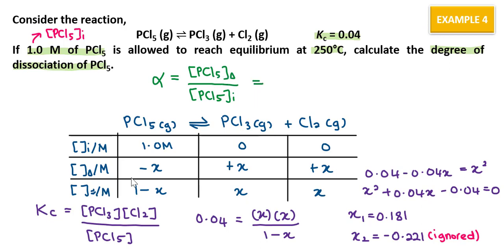We have the change in concentration, ignoring the negative sign, so we have 0.181 divided by the initial concentration of the PCl5, which is 1.0 molar. We will get the degree of dissociation of the PCl5 equal to 0.181. The degree of dissociation has no units. So this is the answer for this example.